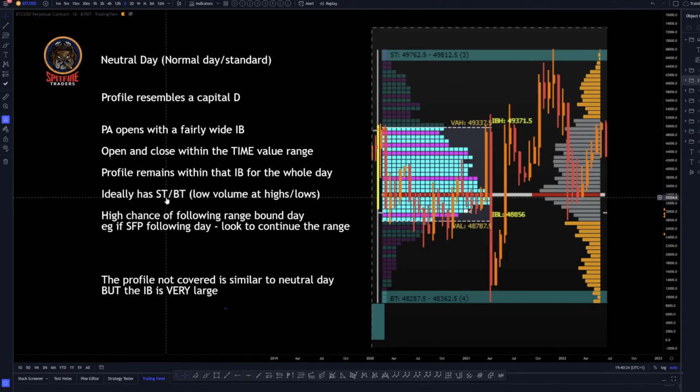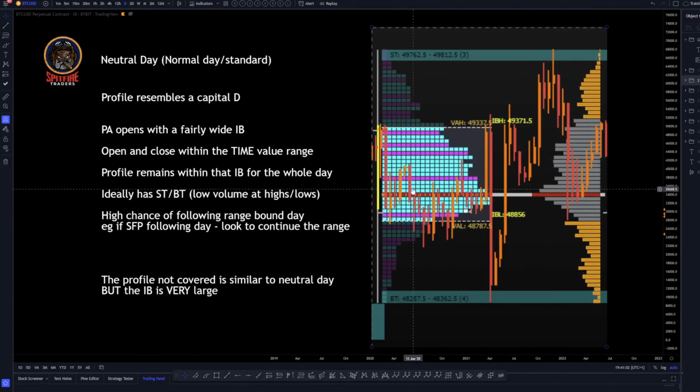Ideally, and this doesn't always happen, but in a perfect world for this neutral day, you want a selling tail at the top and a buying tail at the bottom. Another factor of confluence for a neutral day is when prices come to the highs and we've got the rejection, we've got very little volume. Same at the lows, we've got very little volume. All the volume is contained within this.